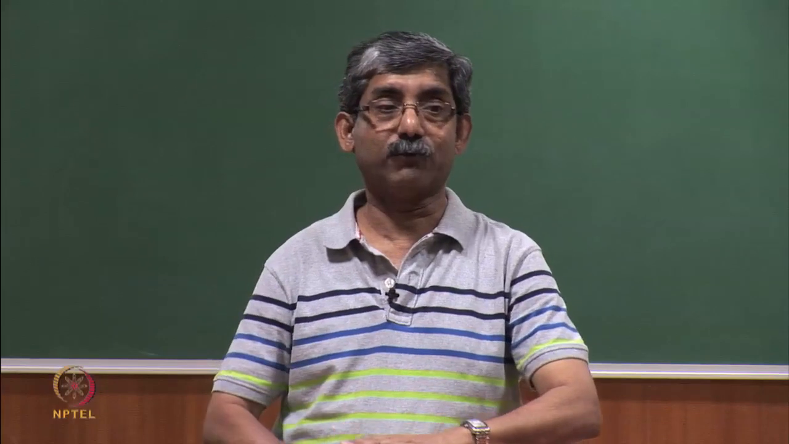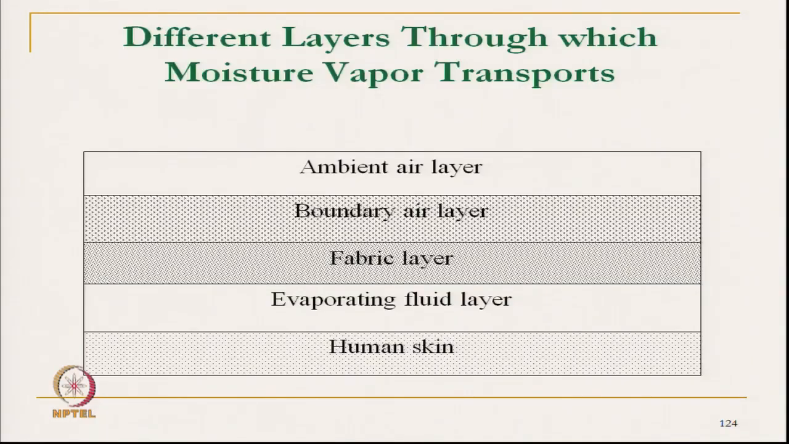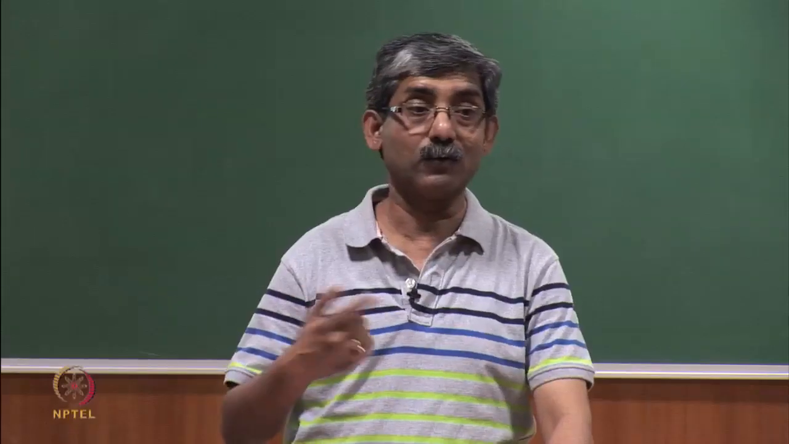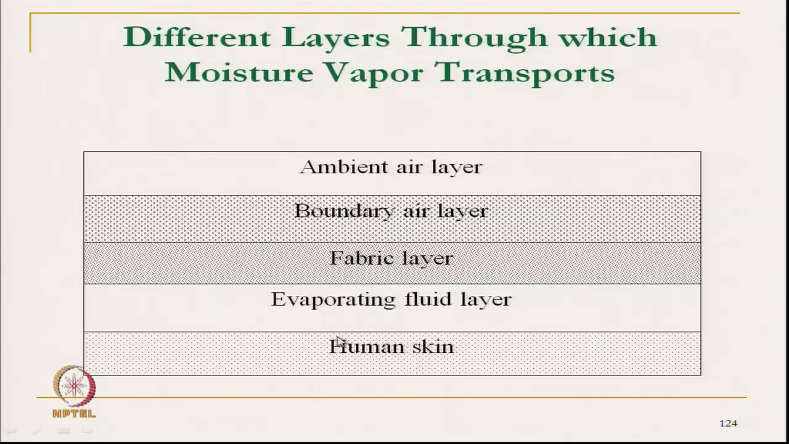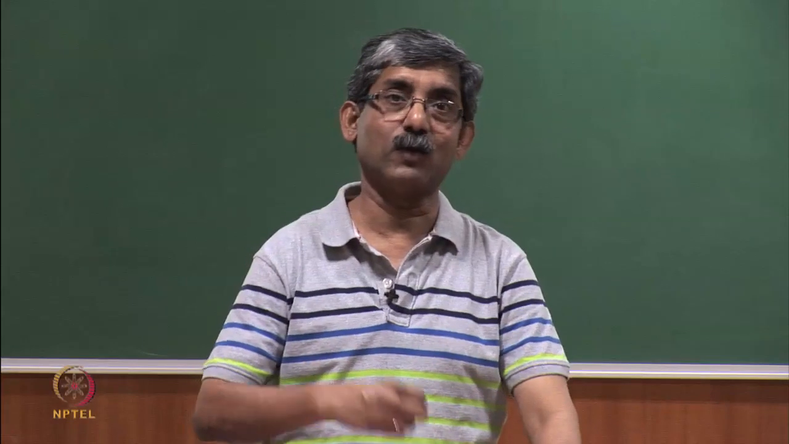Now, let us see the different layers through which the moisture gets transmitted. Moisture vapor from our skin gets transmitted to the evaporating fluid layer. Just above the skin, just below the fabric layer, there is a layer called the evaporating fluid layer. Then it comes inside the fabric layer. Through the fabric layer moisture gets transmitted by different principles we will discuss, and our main focus of discussion will be this part, where moisture gets transmitted through the fabric layer from one side to another.